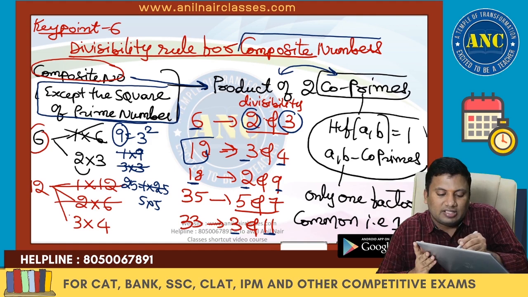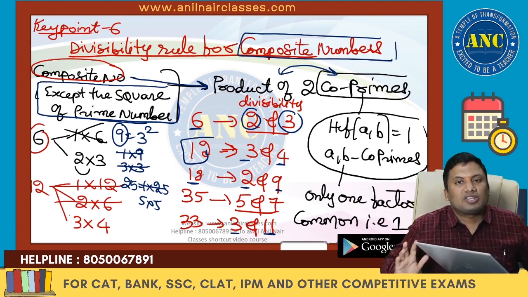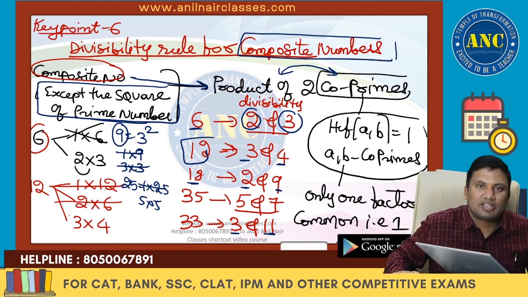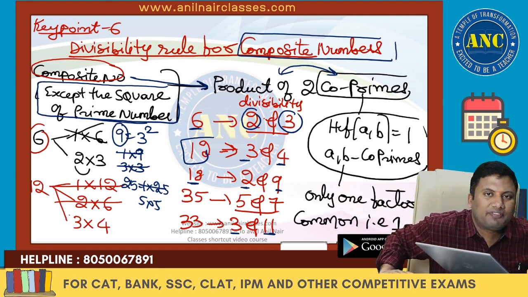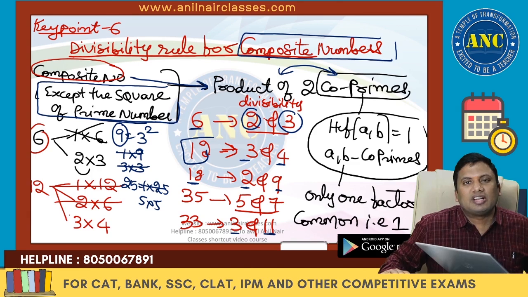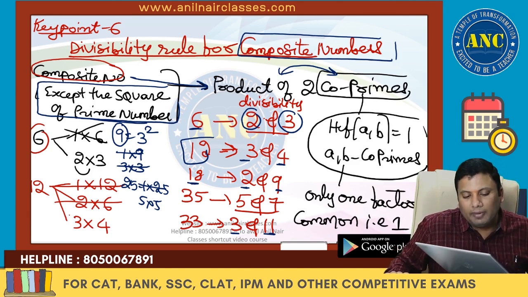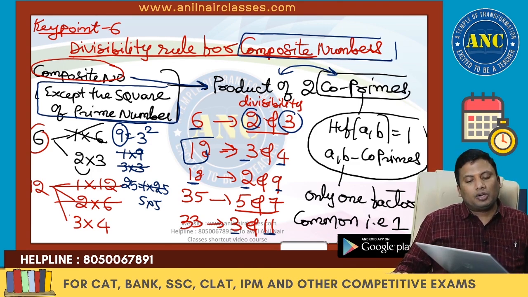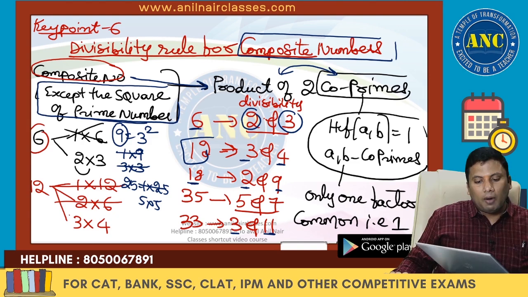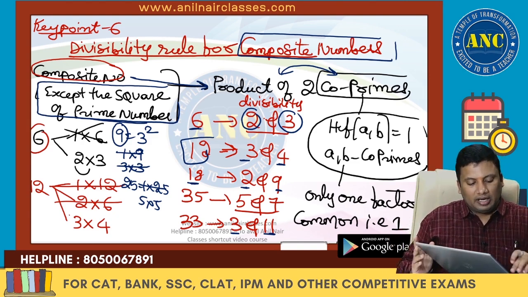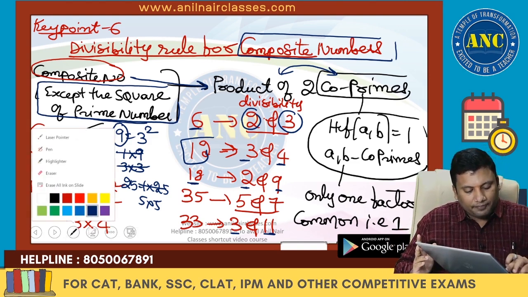A composite number is nothing but a number which has more than 2 factors. The number which has only 1 factor is 1. The number which has exactly 2 factors is a prime number. A number which has 3 or more factors is called a composite number. Key point number 6. Next one.